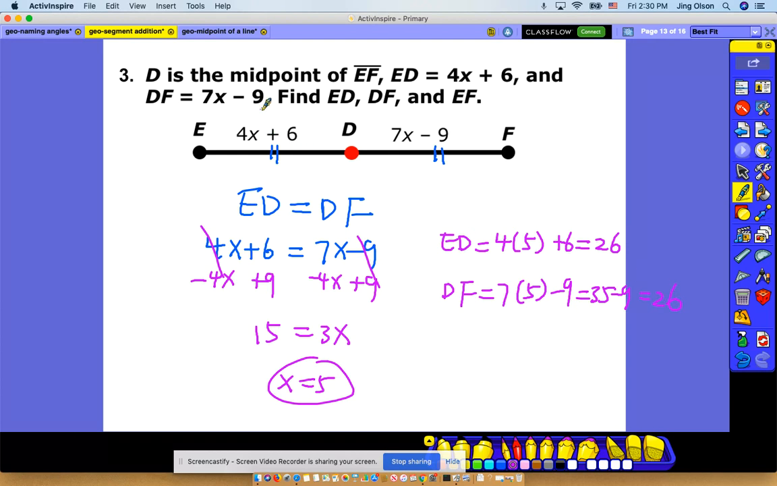You see these two are both 26 because they are congruent, right? They're the same, they're congruent. So D is the midpoint. So we're going to go ahead and find the last one, EF. Okay, EF is 26 plus 26, which is 52. The total is 52.